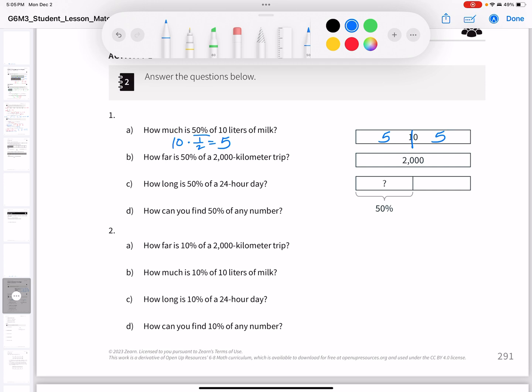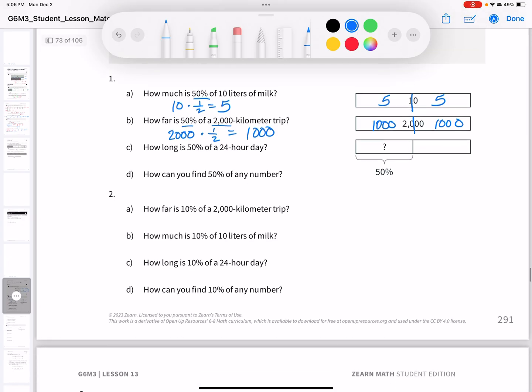How far is 50% of a 2,000 kilometer trip? Well, again, we're going to cut it in half. So that would be like doing 2,000 times 1/2. So that would leave us 1,000 for each section. So half of 2,000 is 1,000. How long is 50% of a 24-hour day? Well, that would be like doing 24 times 1/2. So that's 24 over 2, and 24 divided by 2 would be 12, right?